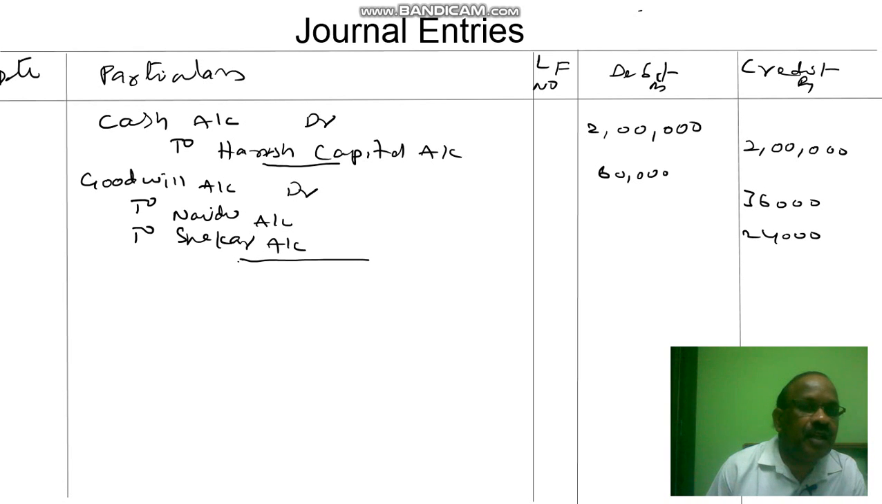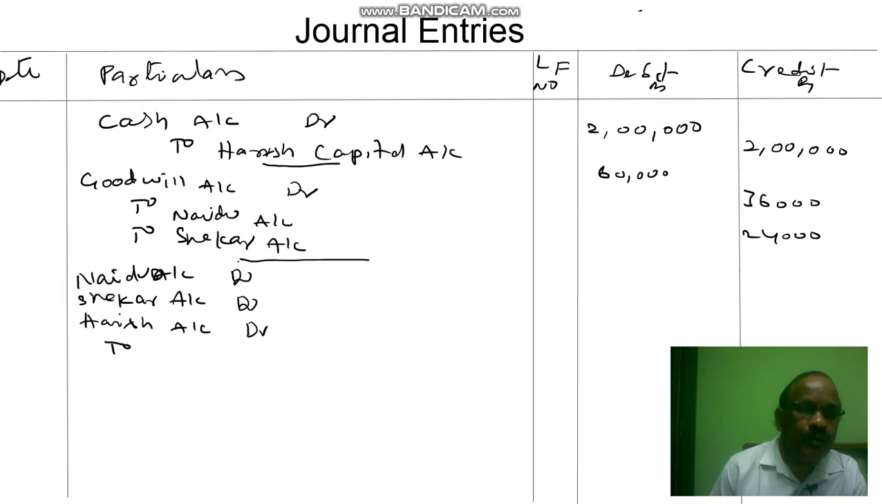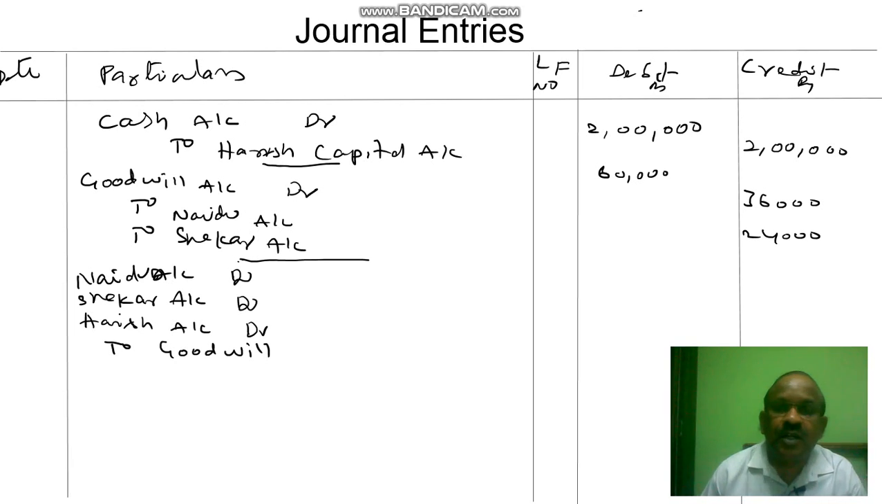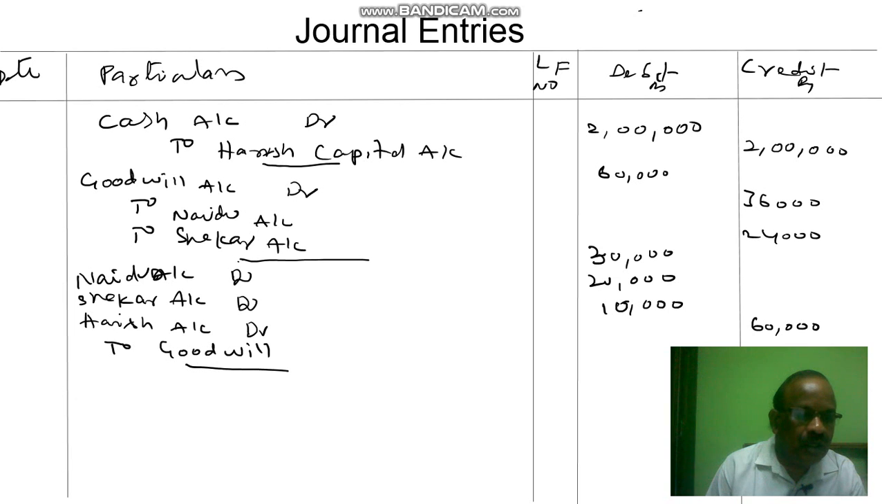So this is the creation of the goodwill, and now we write it off with the new partner, Harish. Here the entry will be reversed. Naidu account debit, Shekhar account debit, Harish account debit to goodwill account. Since we create the goodwill and write it off, it will not come into the balance sheet. The amounts are 20,000, 10,000 and 60,000 in total.